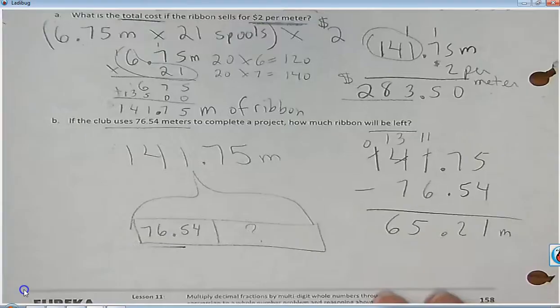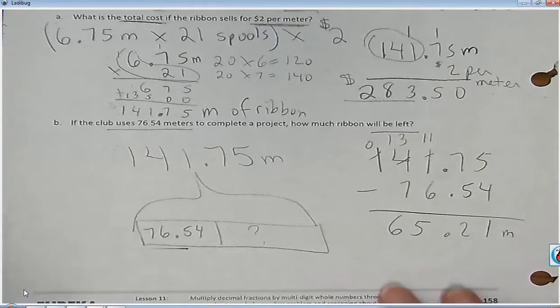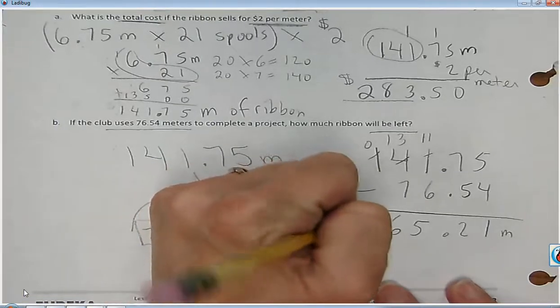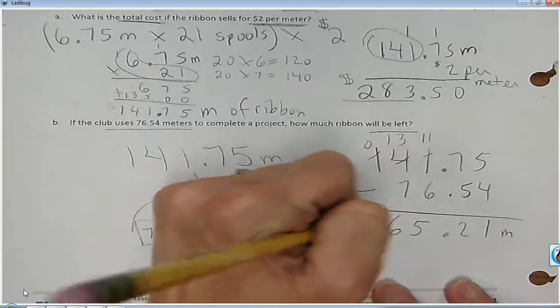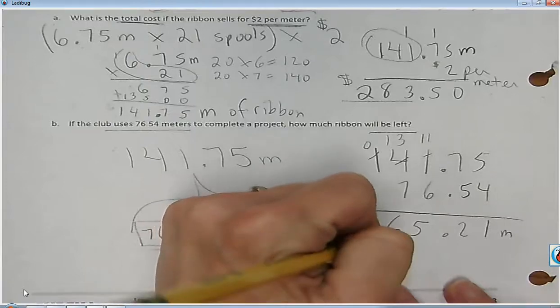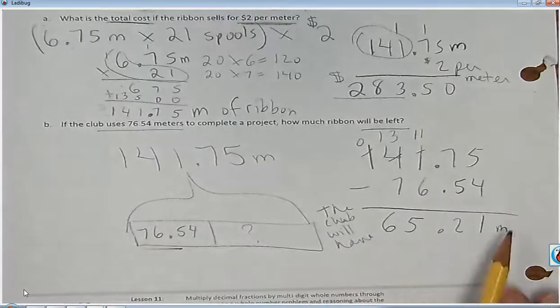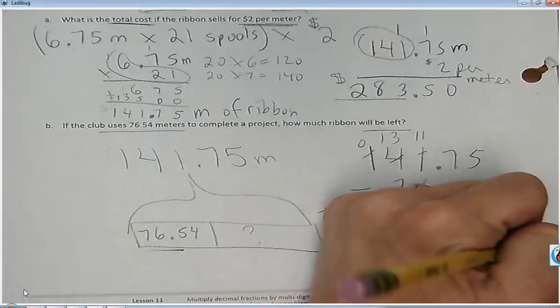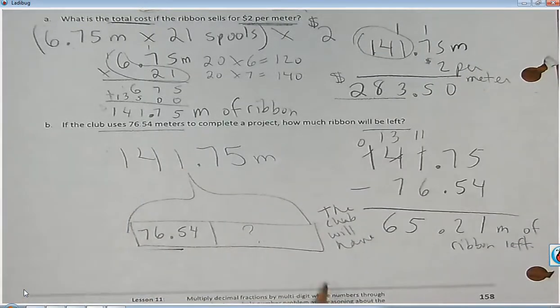Oh, I forgot my sentence. How much will be left? The club will have this many meters of ribbon left. Okay, so that's kind of messy for a sentence, but I'm trying to save us some time.